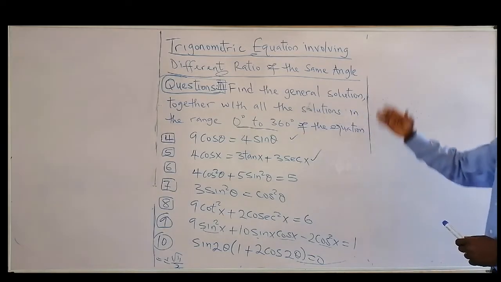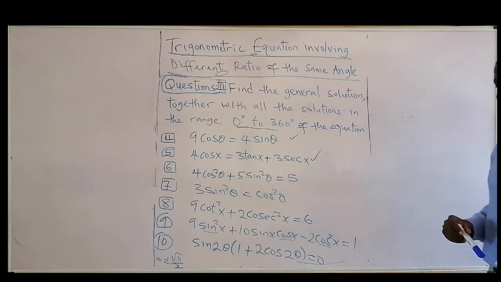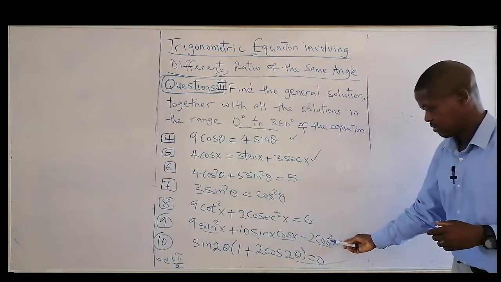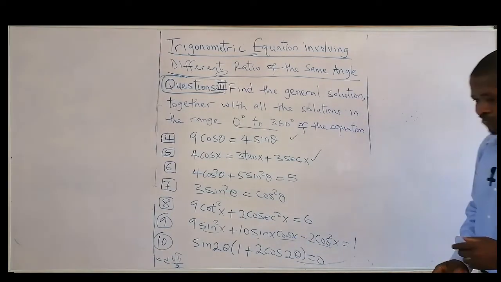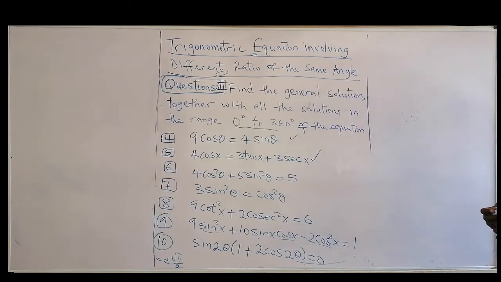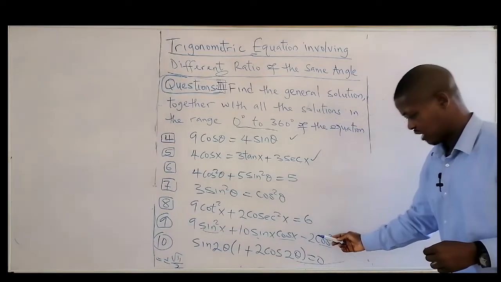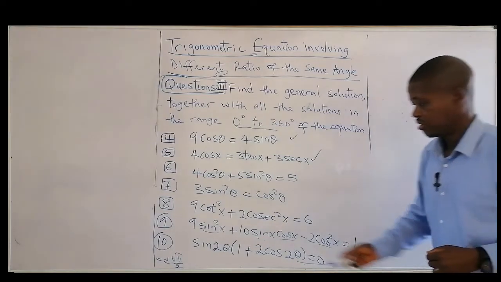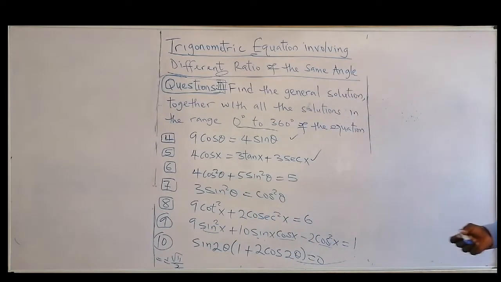Question 9. Questions 1 through 8 have been done in the previous video. So we'll go to question 9. Check the question 9. You realize that something is common there. Cos square x is there, cos x is here. So we can divide through the equation by cos square x, whereby the cos square x will go here. Here it will become sine over tangent. Then here also will become tan square x. So I think by so doing, we'll be forming one trig ratio.